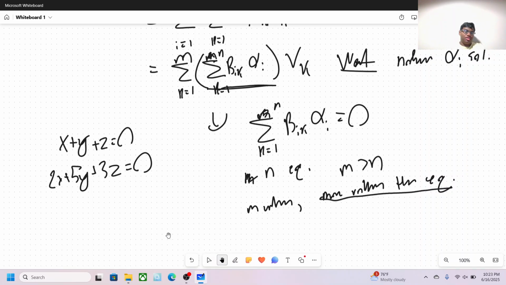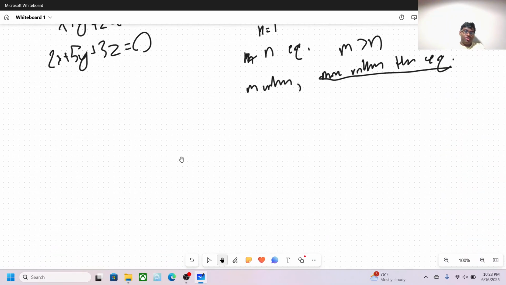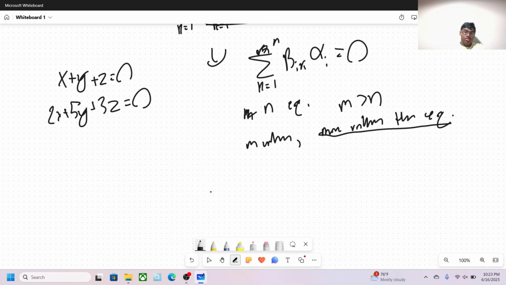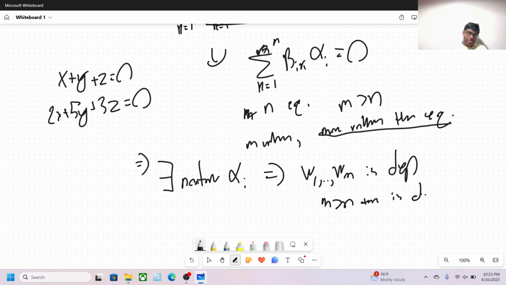This is formalized by the theory of matrices, but that's not really required. You can check the appendix. But this tells us that there is some non-trivial solution. There exists non-trivial alpha I, which tells us then that the set w1 dot dot dot wm is dependent. So any set with m greater than n terms is dependent. And that completes our proof.